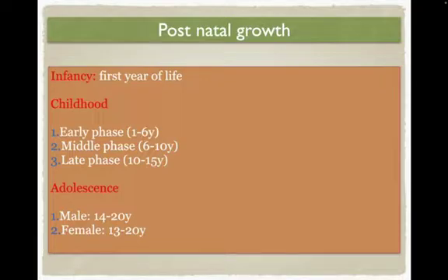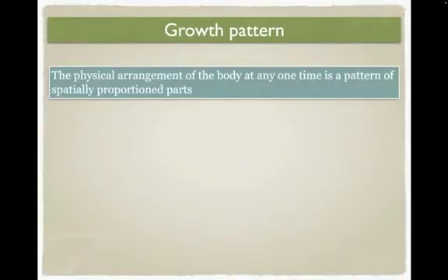Now, postnatal growth, if we want to divide it into periods, we can go from infancy, which is basically the first year of life, then childhood, which goes from the first year to the 15th year of life, then adolescence, which basically depends on whether it's male or female, goes from 13 or 14 up to 20 years of age. So this is usually how we divide the postnatal growth, and more than 20, that would be an adult patient.